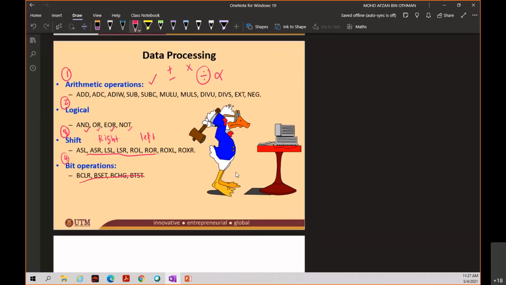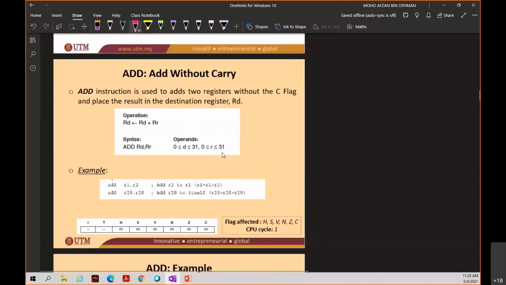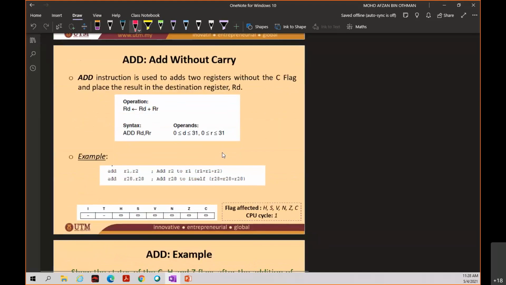So now let's look at the arithmetic operations. The first arithmetic operation is ADD. ADD stands for add without carry. You're going to add 2 registers without carry. Even though you have the carry, by using this instruction, you just discard the carry. So the ADD instruction is used to add 2 registers without the C flag and place the result in the destination register. So this is the operation.